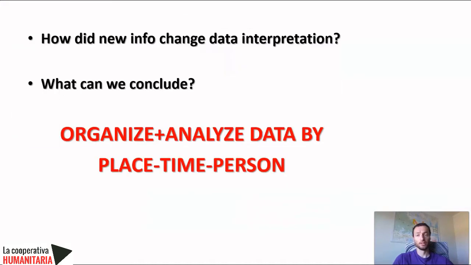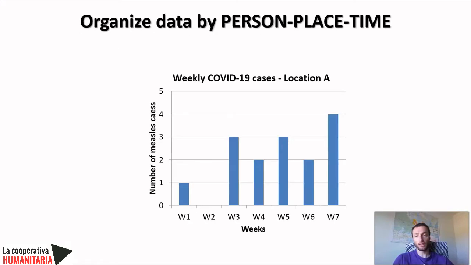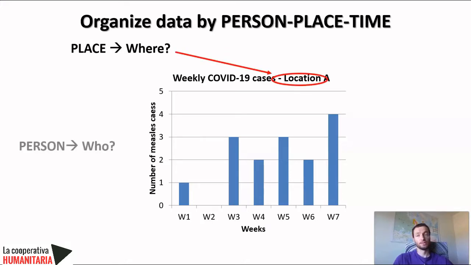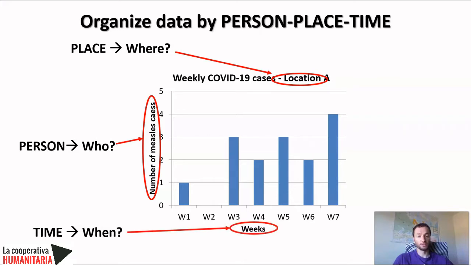That's what we call that the information must always be organized in a table using place, time, person. The three components must be there. So for that we have this graph where, for example, the location A is the place, and person is number of cases, measles or COVID, and time is the weeks, the different weeks. So always we're going to organize the information this way: place, time, person.